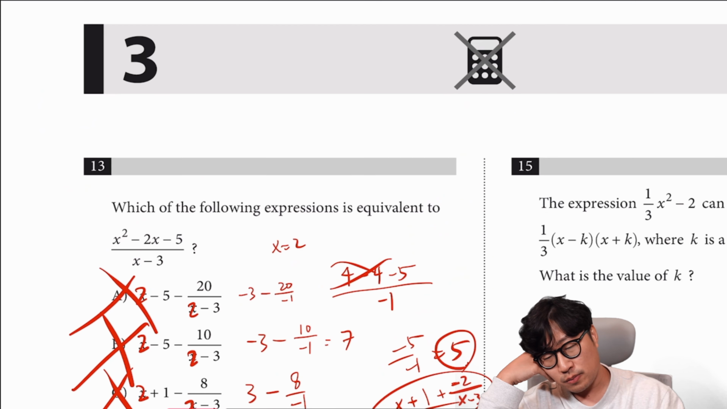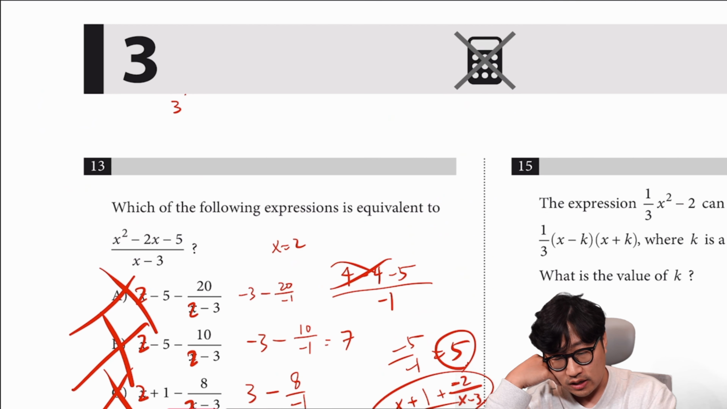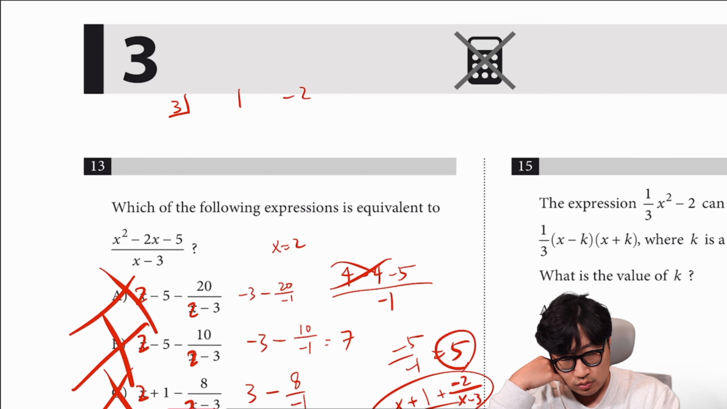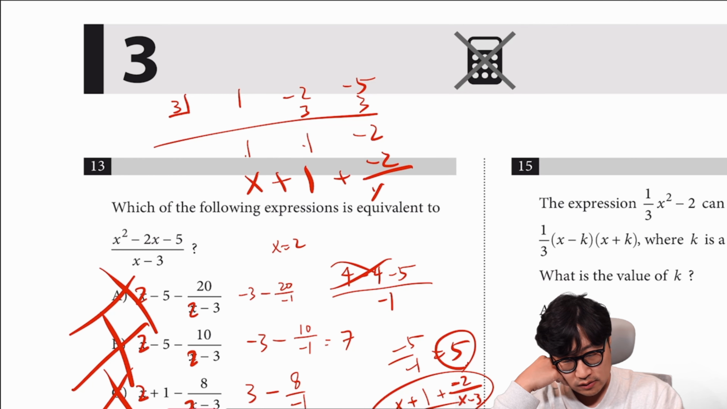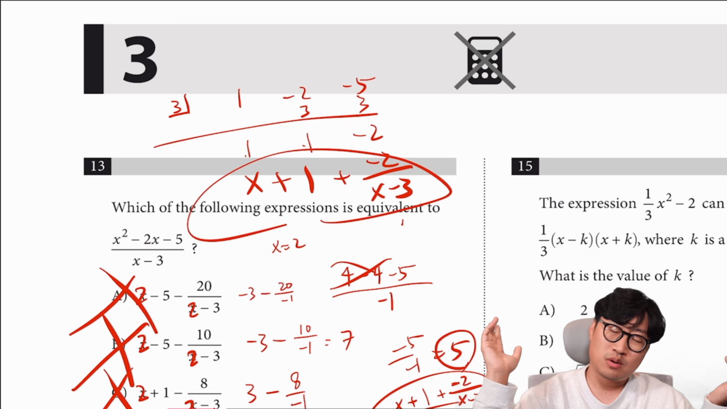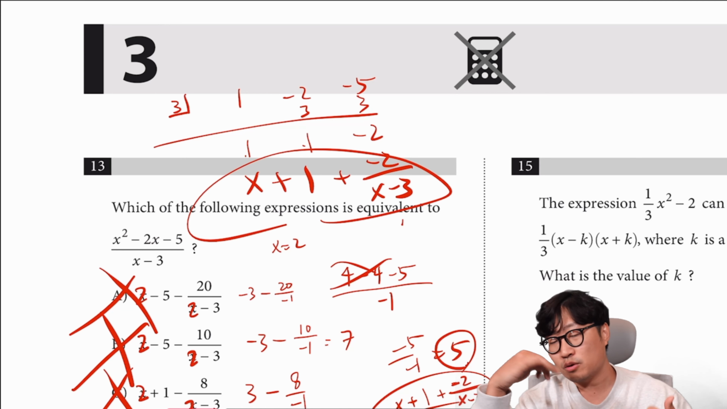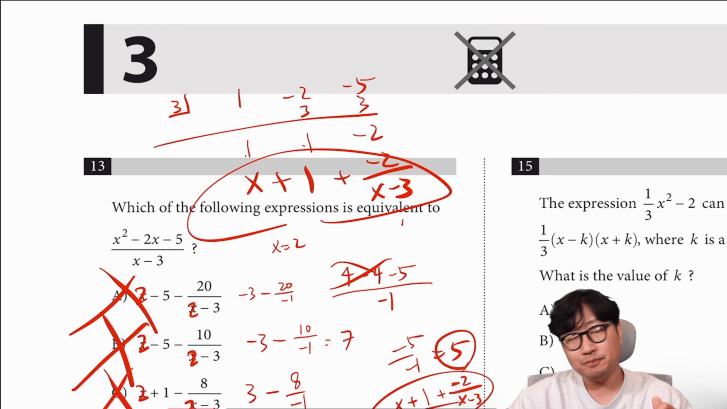But if you're one of those people who likes synthetic division, like 3, and then that'll be 1, negative 2, negative 5. So carry it down, multiply 3, and 1, multiply 3, and negative 2. So that'll be x plus 1 plus negative 2 over x minus 3. If you like this too, that's totally fine. Synthetic, long division, or plugging in, whatever floats your boat, right?